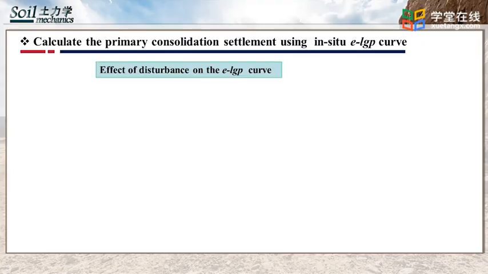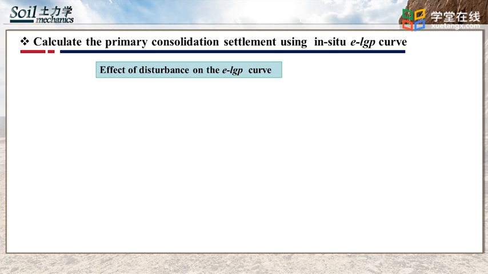We have introduced the calculation method of primary consolidation settlement using the e-p curve for a thin homogeneous soil and a thick heterogeneous soil. Now, another method to calculate the primary consolidation settlement will be presented, which is based on the in situ e-log p curve. The following two problems should be firstly resolved. One is to understand the effect of disturbance on the e-log p curve. The other is how to obtain the in situ compression curve, reflecting the in situ characteristics of the soil.